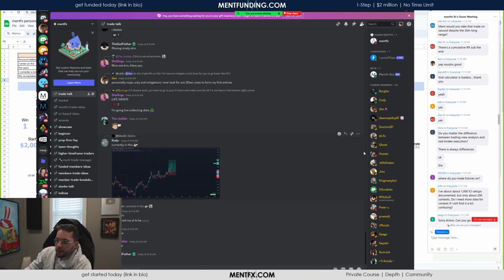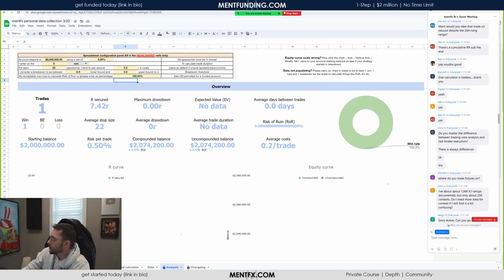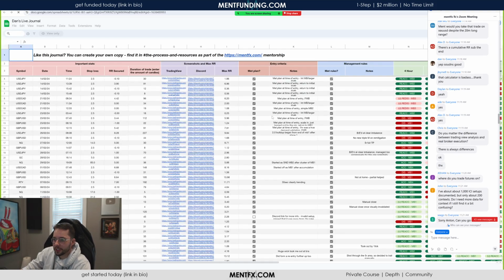And again, I've just been looking at some of the stuff. I hope Dan's okay with me showing this. If he's not, then oops. So he put his personal journal together. Oops, Dan. He put his entire journal together. I just want to show you guys this for the data collection element and why it's so important.